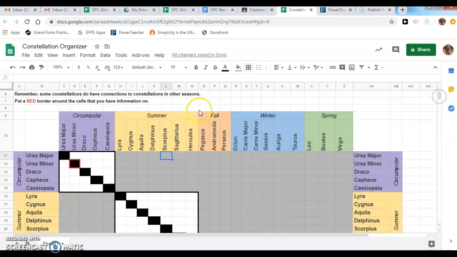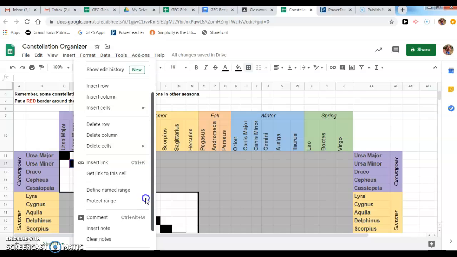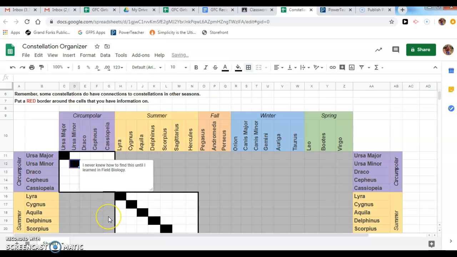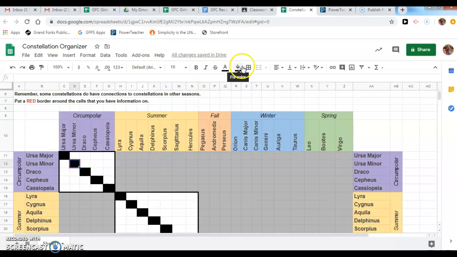Okay, so I'm going to reset this stuff. Here's how you do it. Here's how you reset it. Right click it, clear notes. I don't know if it cleared it actually. Yep, okay. And then put my border back to normal. No border. There we go.